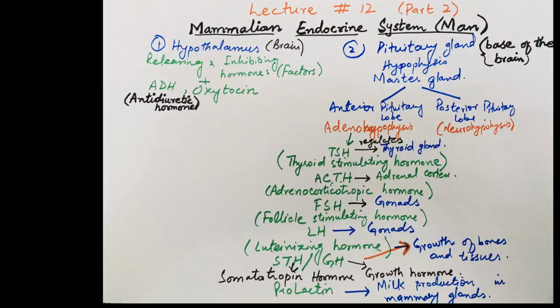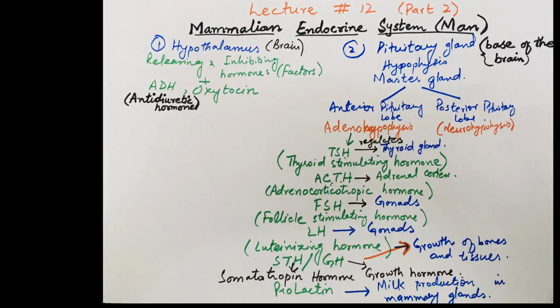Adrenal cortex, it is related to the kidney, right? Then another hormone which is secreted from the anterior lobe of the pituitary gland is FSH. The full form of FSH is follicle stimulating hormone. Follicle stimulating hormone is responsible for the regulation of gonads, the male and female cells or parts.